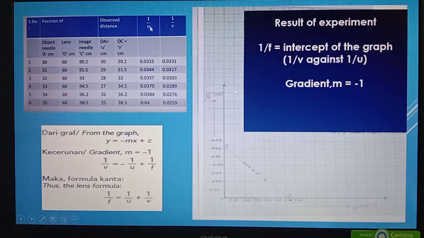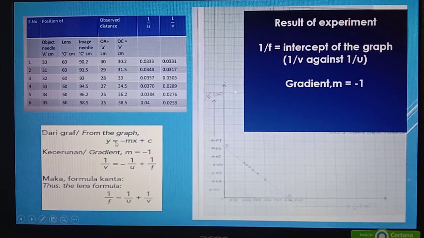From the values of 1 over u and 1 over v, you plot a graph of 1 over v against 1 over u. So you get a graph like this, which shows that 1 over v is decreasing linearly with 1 over u. So from this graph, we can determine the lens equation and also the focal length of the lens used. This is a straight line graph.